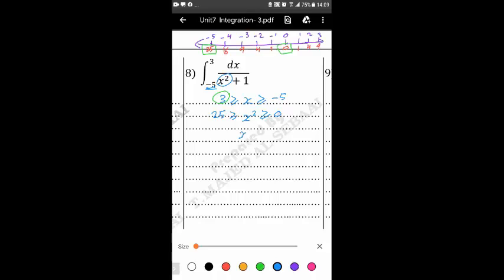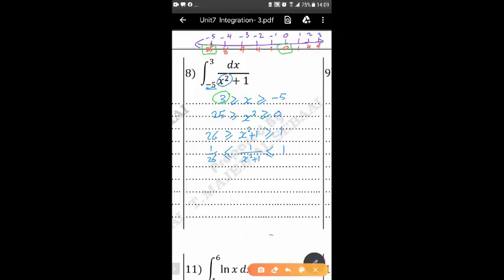It will be x squared plus 1. Okay, this will be 1. This will be 26. Now flip 1 over x squared plus 1. It will be 1, and this 1 over 26. And because I flipped, I will reverse the sign of the inequality. Okay, that's it.